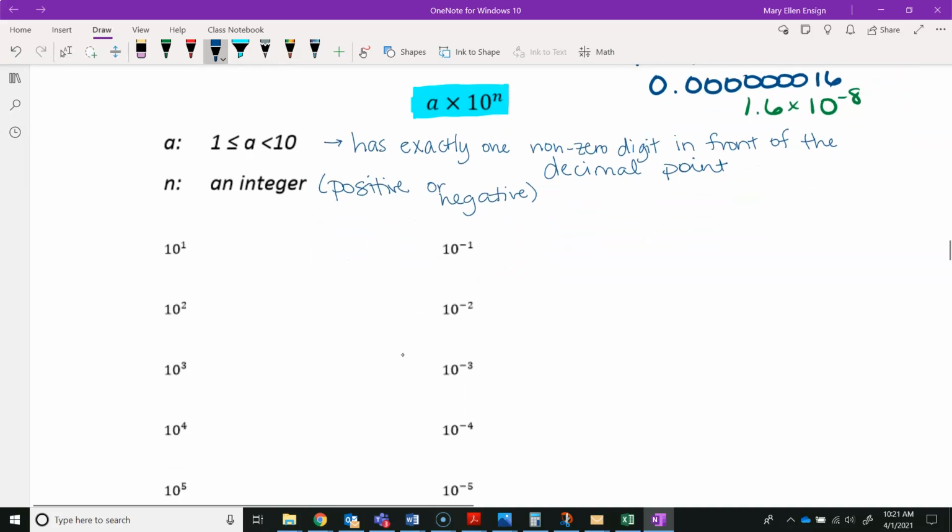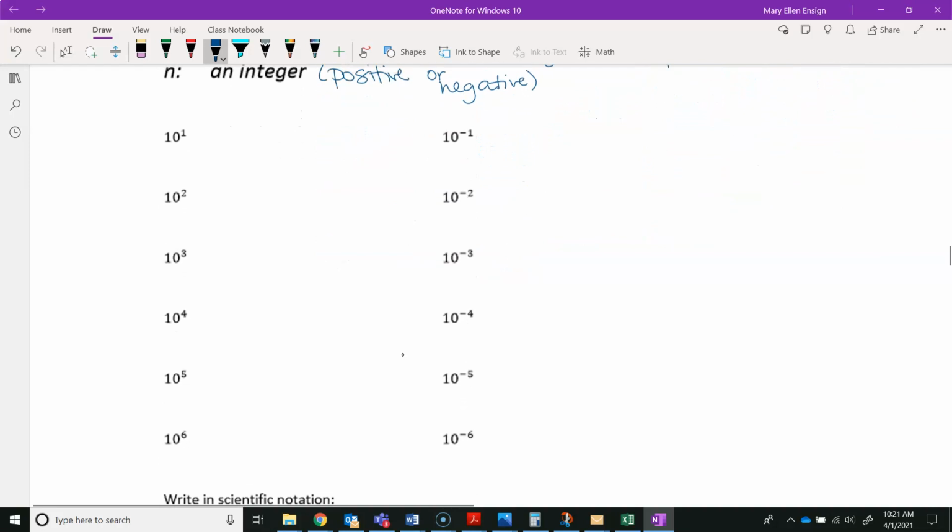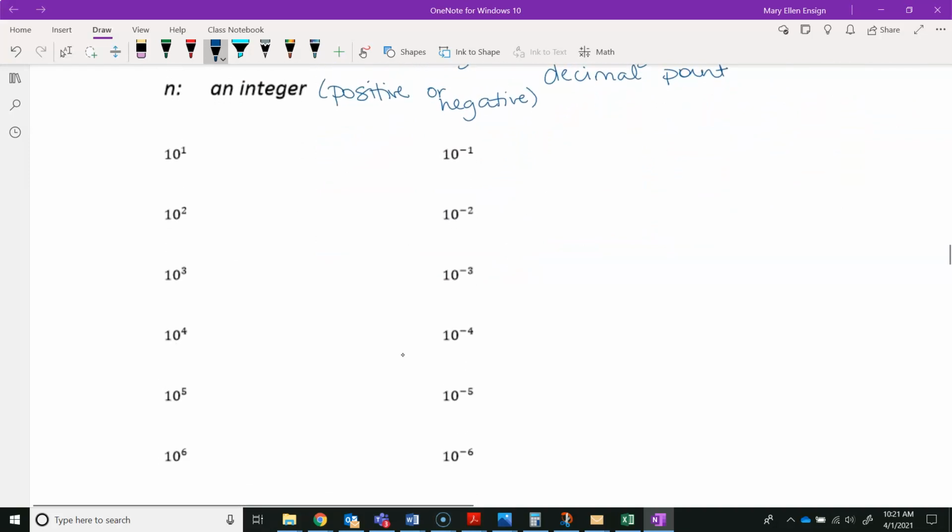Okay, so let's take a look at, before we get into scientific notation, I want to do a little bit of review of what these powers of 10 are called. So these are all called powers of 10: 10 to the first, 10 to the second, 10 to the third. Let's think about what these are going to be.